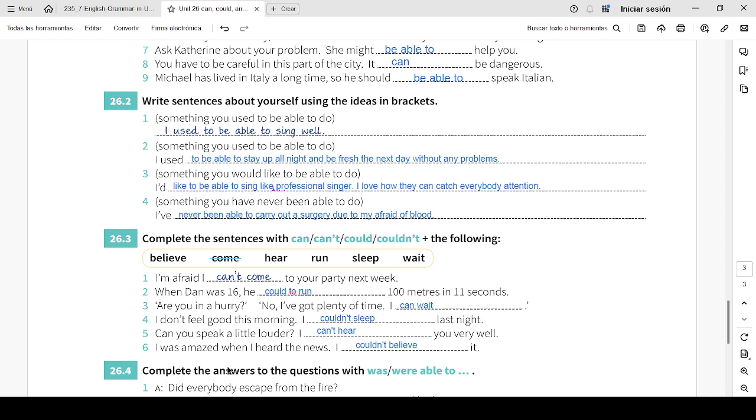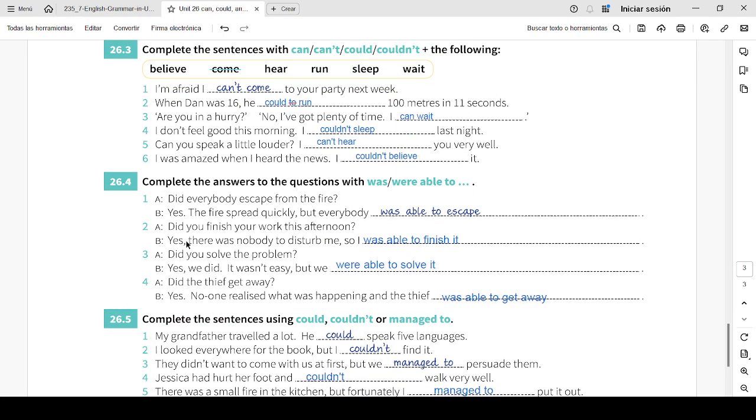I was amazed when I heard the news. I couldn't believe it, right? That's not complicated, this part of the exercise, because we're only using can, could, and couldn't, because we're expressing ability, but only in the present or in the past. Yeah, just ignore my grammar mistakes. Next one.